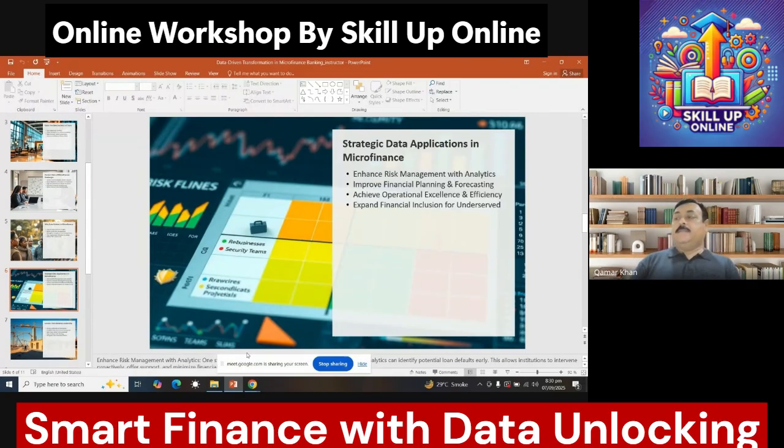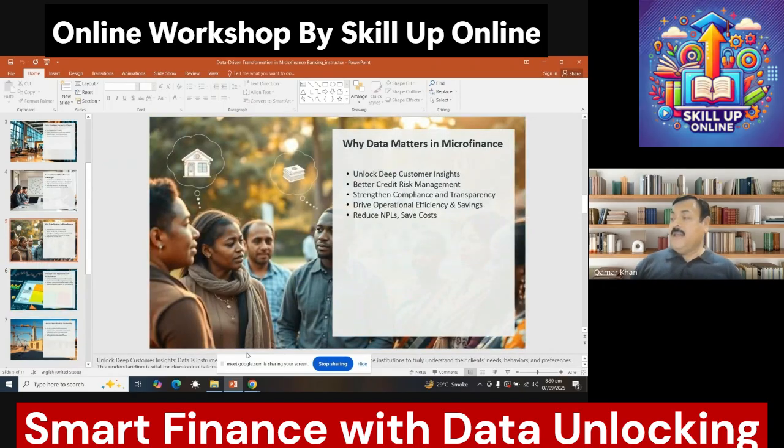Now we will discuss the current state of microfinance challenges. Microfinance institutions around the world and especially in Pakistan face multiple challenges today, which not only hinder their growth but also impact their transformation process. And these challenges include limited data availability, which makes it difficult to assess client needs and risk accurately.